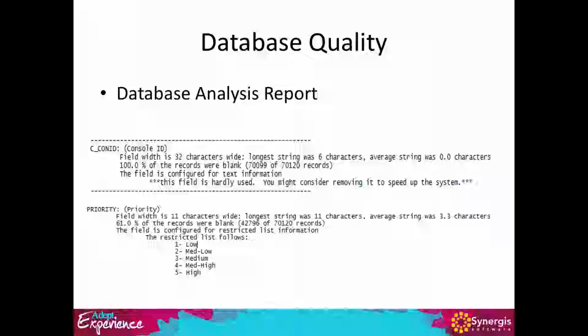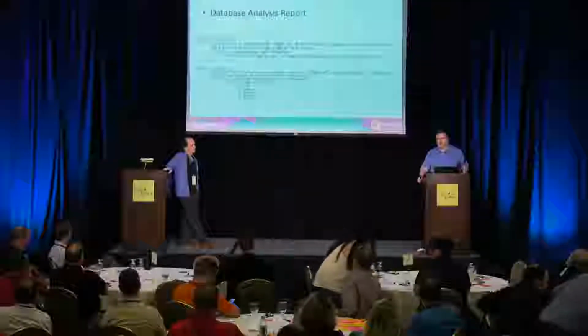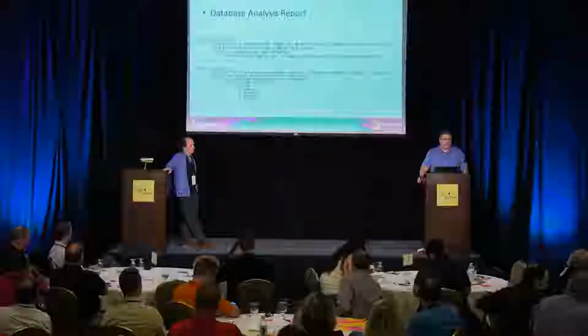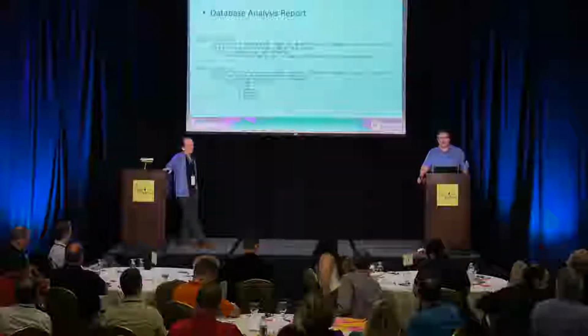It tells you, for example, the name, what the width of the characters was set to, what the current longest character string in there is now, and it gives you your usage rate. So for example, this one says the field is hardly used. You might consider removing it to speed up the system. Right? So in the sense of database quality, I always suggest that you do this at 6 months, and then again at a year, typically after you first start. How often you want to do it after that is up to you. But it's really just getting used to what you are using.